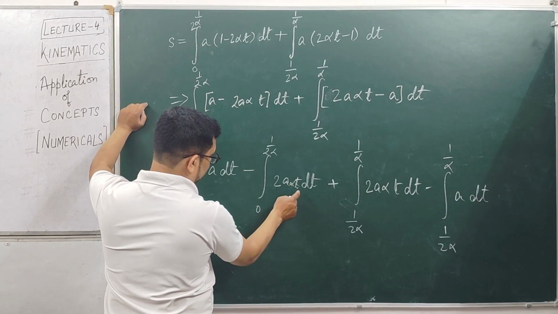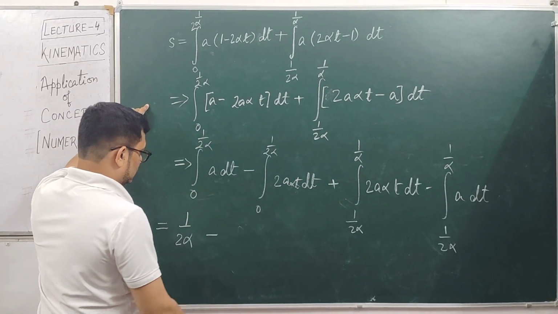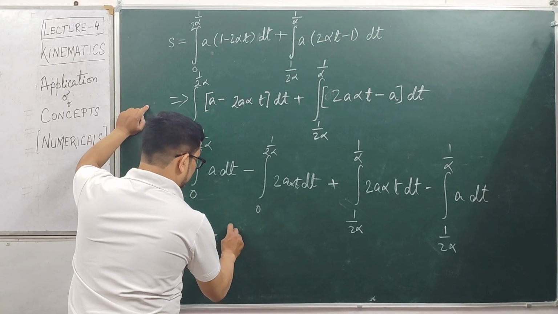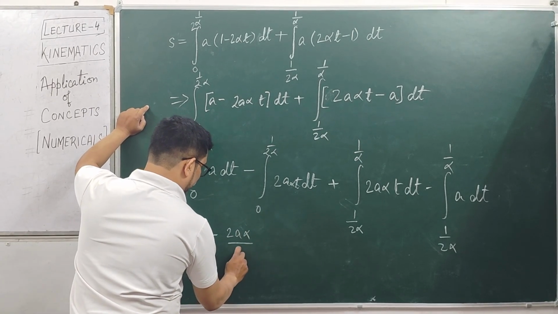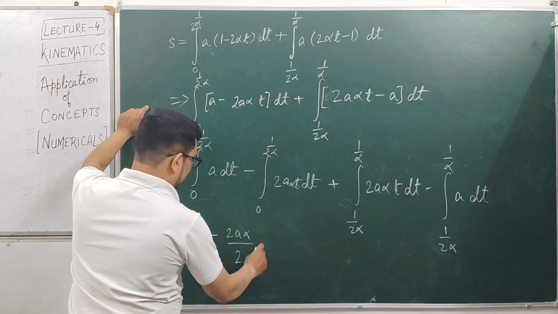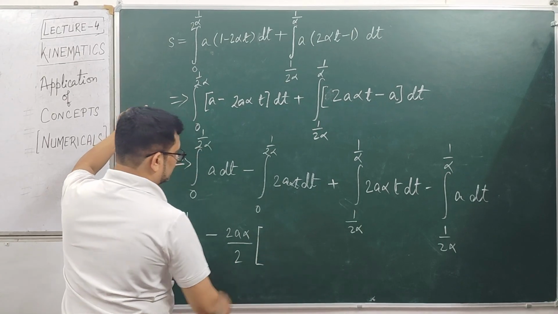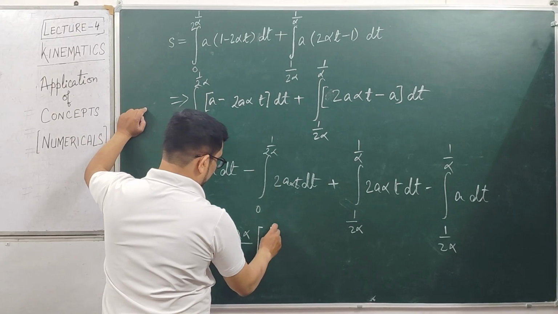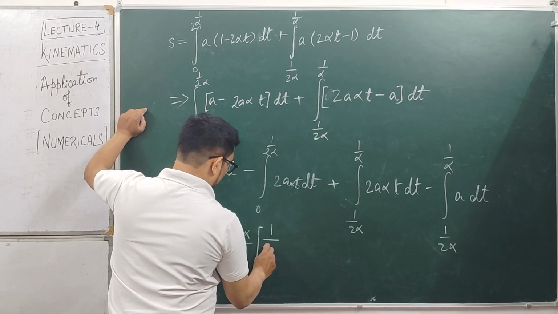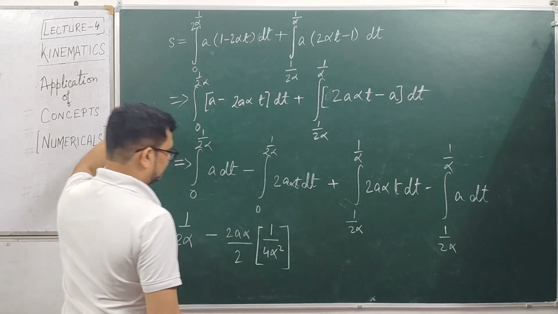The only thing that is t here will become t square by 2. So it's going to be 2a alpha t square by 2. We'll put that 2 out in the denominator, and here in the bracket it comes out to be t square. So this is square, which is minus this, so it comes out to be 1 by 4 alpha squared. This is what we get here.